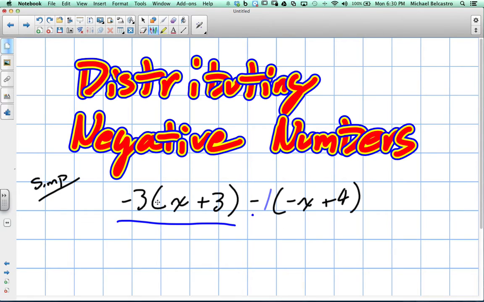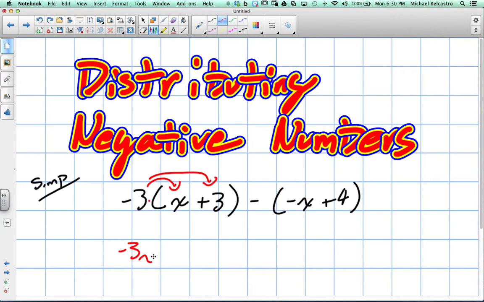can look at this. In the first one, we have negative 3, and you have to multiply it by both of the terms inside the bracket. So it's essentially just multiplying. So the very first one's going to be negative 3x, and what's negative 3 times positive 3? Negative 9. Yeah, that's right. So negative 3x minus 9.